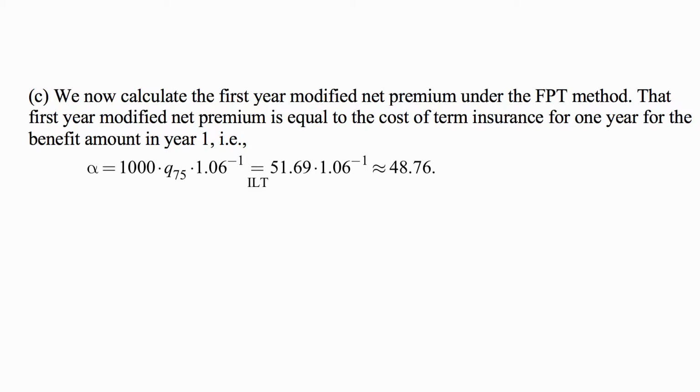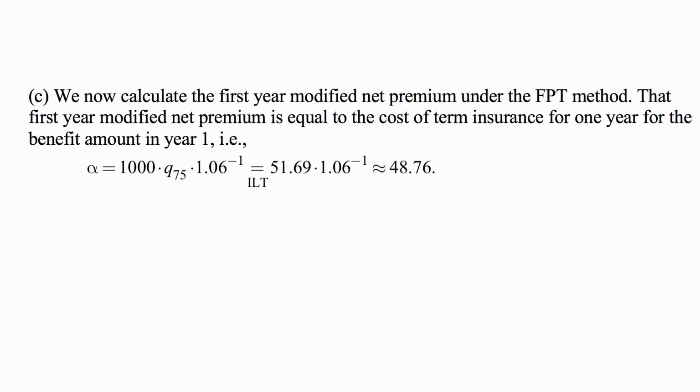Now we calculate the first year modified net premium under the FPT method. That first year modified net premium is equal to the cost of term insurance for 1 year for the benefit amount in year 1. So it's simply 1,000 times Q75 times 1.06 to the negative 1. This is a discount factor for discounting from time 1 to time 0. And that comes out to be approximately 48.76.